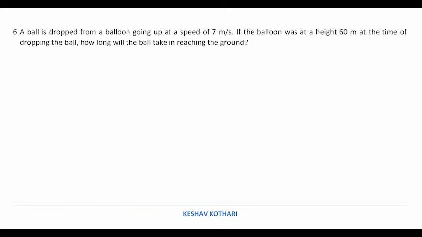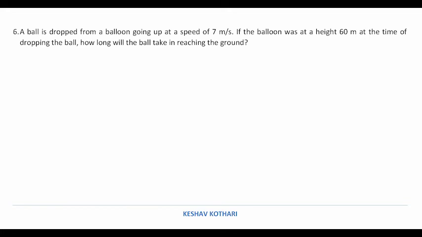So we are dealing with the next question. A ball is dropped from a balloon going up at a speed of 7 meter per second. If the balloon was at a height of 60 meter at the time of dropping the ball, how long will the ball take in reaching the ground?